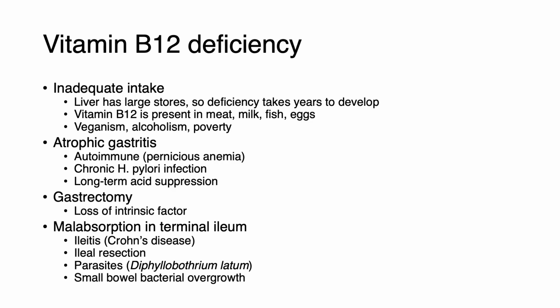Patients with gastrectomy no longer have parietal cells to make intrinsic factor, so they don't absorb B12 as well. And then because B12 is absorbed in the terminal ileum, any diseases that affect the ileum, like Crohn's or having an ileal resection or small bowel overgrowth or parasite infection, can cause B12 deficiency.